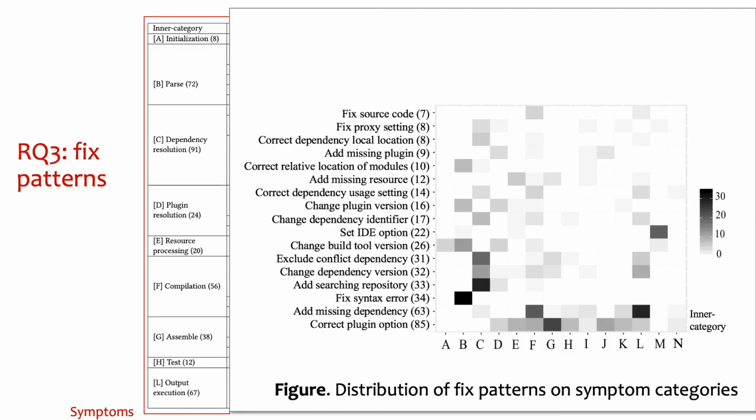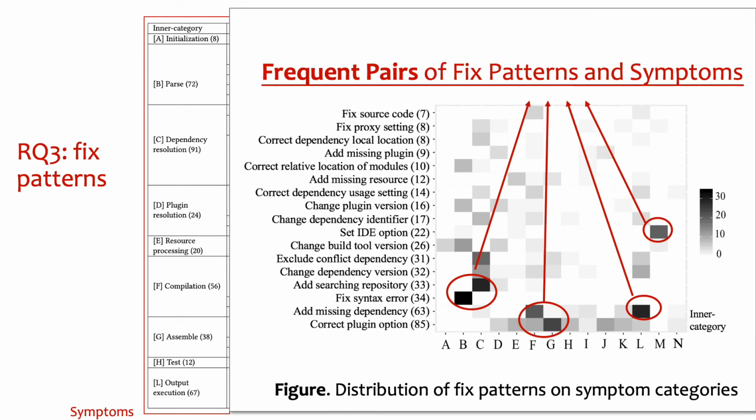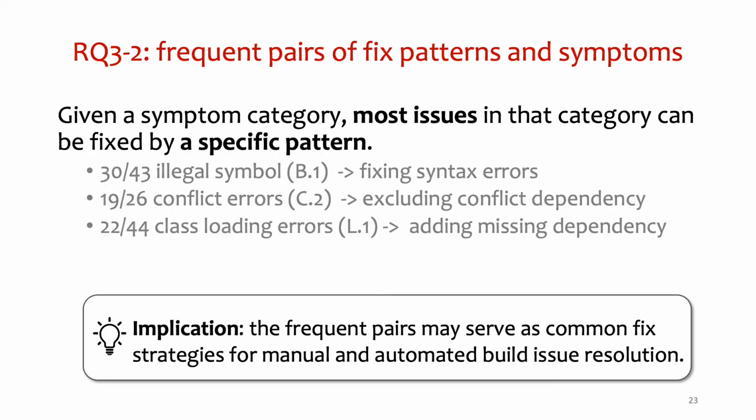In addition, we also found there exist frequent pairs of patterns and symptom categories. In particular, in the figure, the dark cells also confirm that specific fix patterns cluster in different symptom categories. In other words, given a symptom category, most issues in that category can be fixed by specific patterns. For example, 30 out of 43 illegal symbol issues are resolved by fixing syntax errors. 19 out of 26 conflict errors are fixed by excluding the conflicting dependency, while 22 out of 44 class loading errors are fixed by adding the missing dependency.